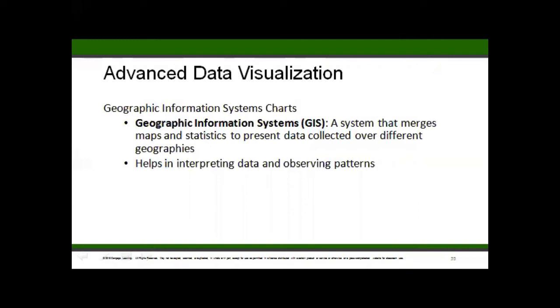Geographic Information Systems, or GIS, are a system that merges maps and statistics to present data collected over different geographies. It helps in interpreting data and observing patterns.